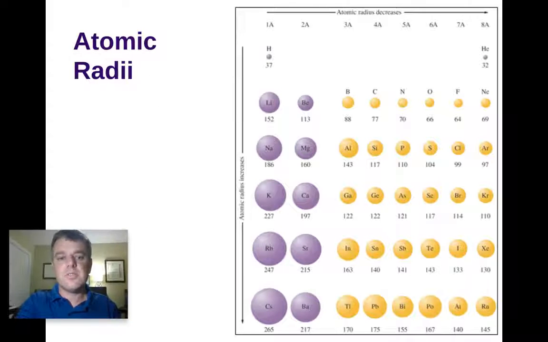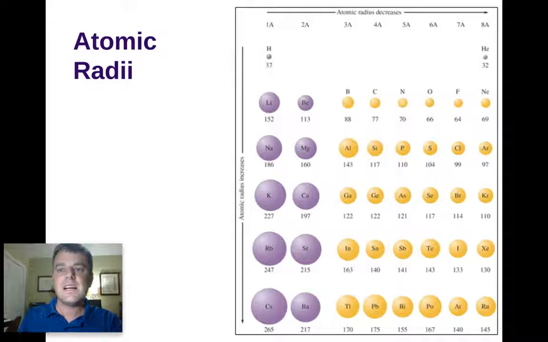This right here shows you the atomic radii of the main group elements, groups 1 and 2, and 13 through 18.